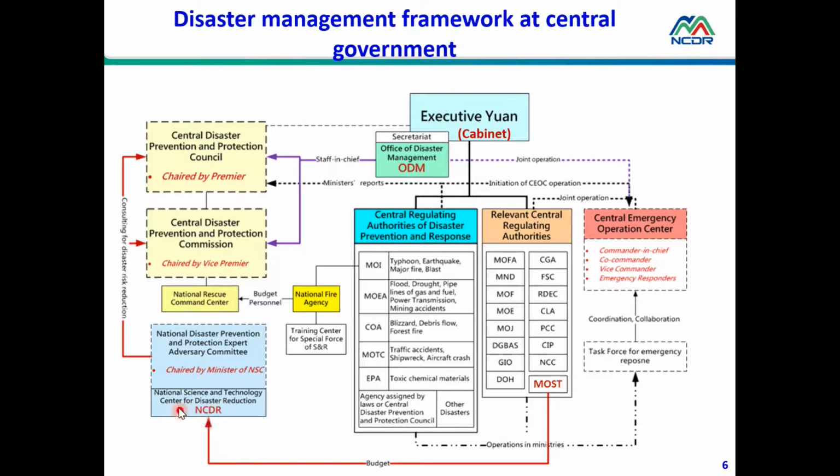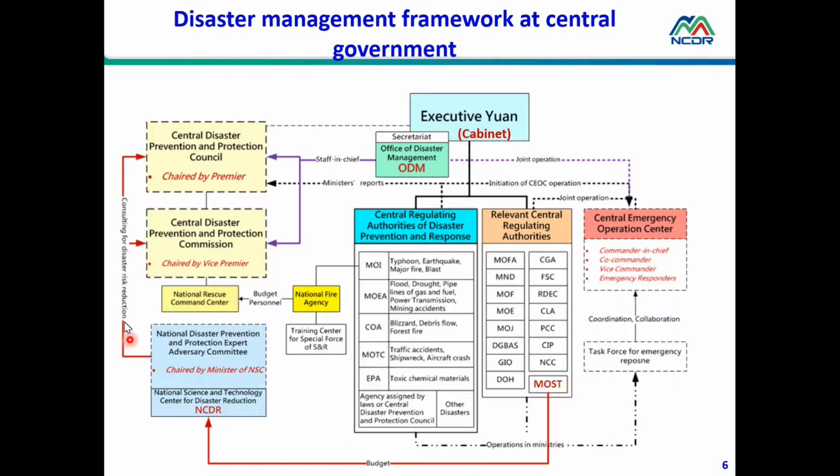However, NCDR employees are not government servants or government officials. The government just hires disaster managers or scientists to help with disaster management. So that is quite a unique organization around the world, in terms of how to introduce scientists and engineers into the disaster management system, especially in case of emergency response.